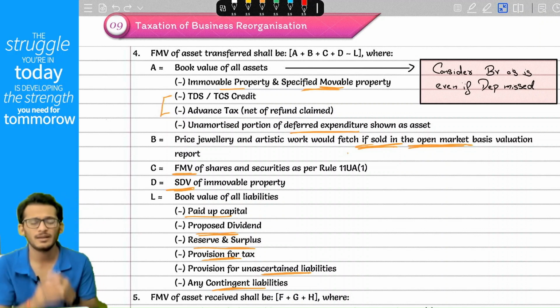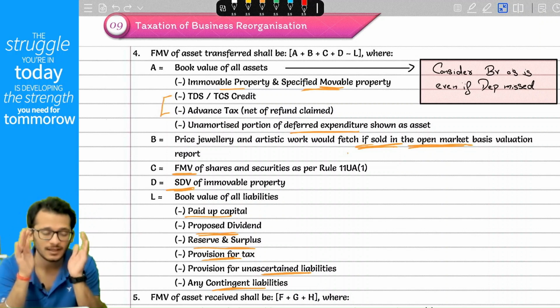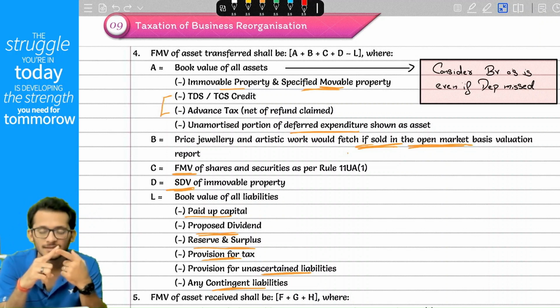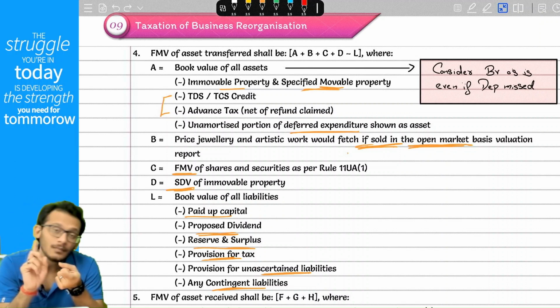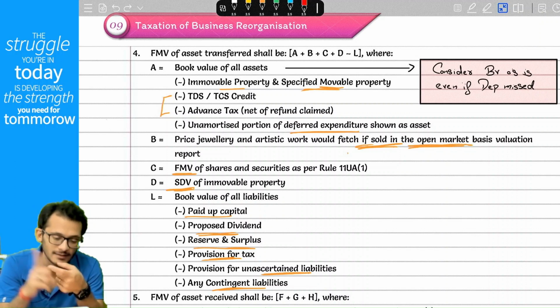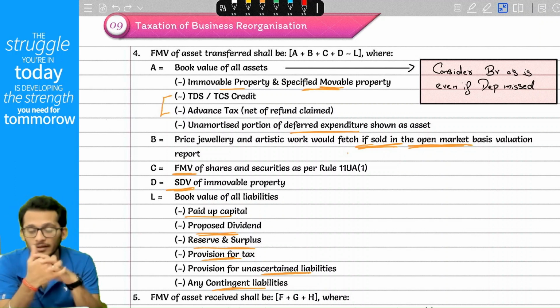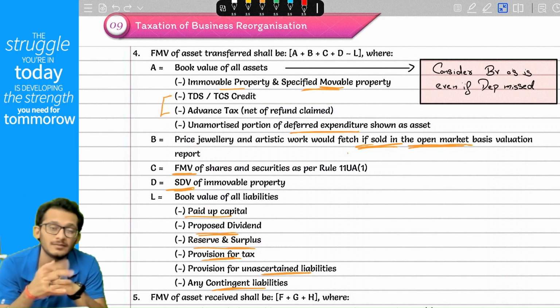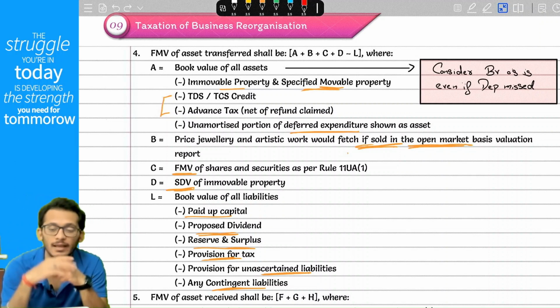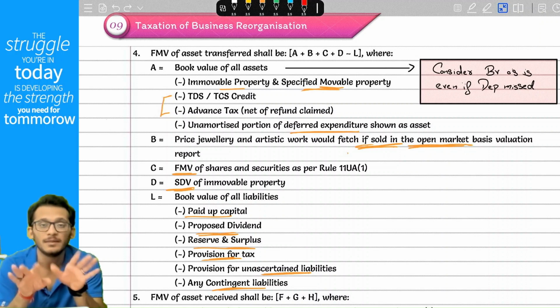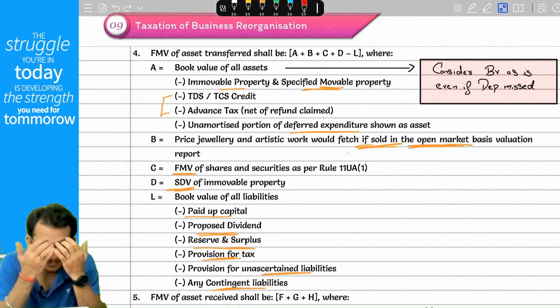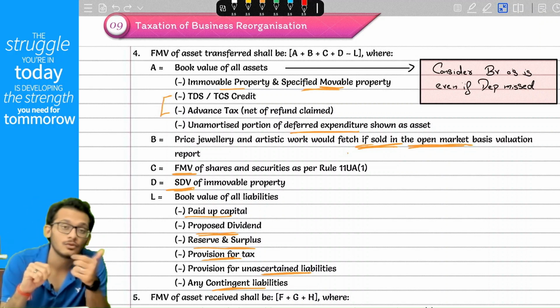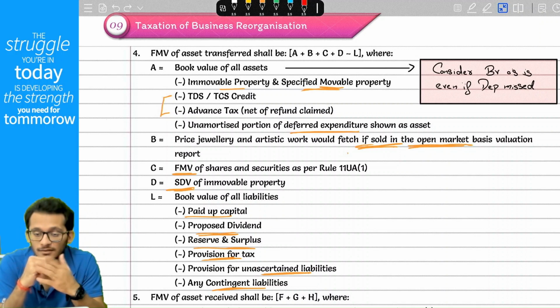So in simple words, the fair market value of the assets transferred is all assets at book value, except for immovable property, which is at stamp duty value, and jewelry, which is at open market value, and removal of any taxes and deferred revenue. If you also have any investment in some other company, that company should also be fair market valued using the same logic. Fair market value those assets also. This will arrive at the asset side.